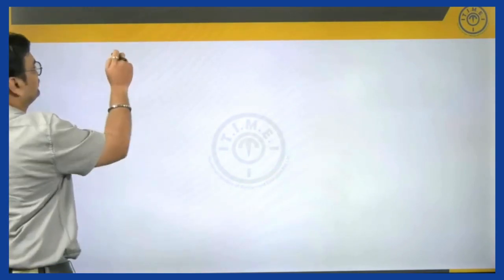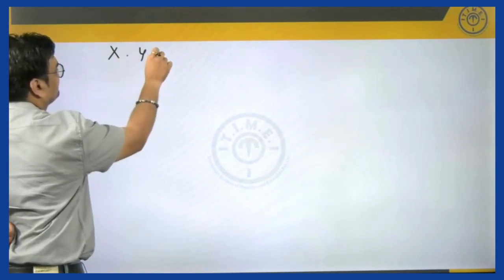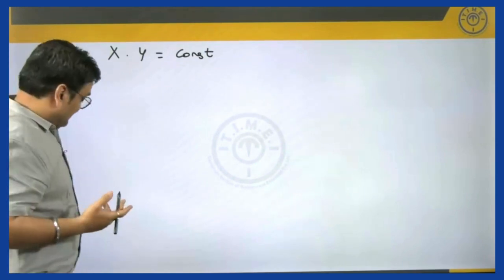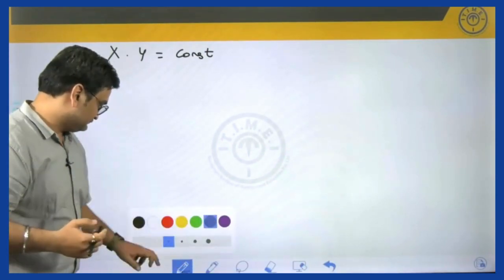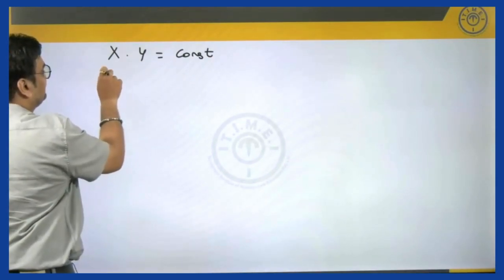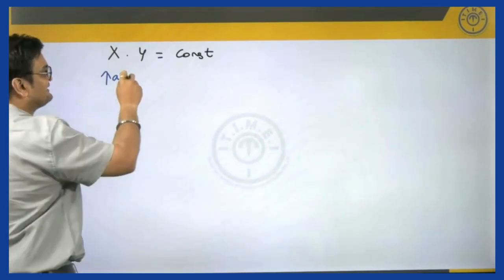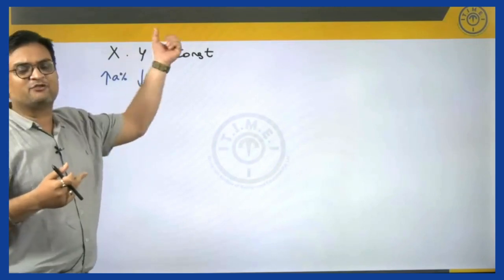But if I take the following case, if the product of two variables is constant, now what happens in such a case? So in such a case, if one of the variables changes, let's say this increases by some A percentage, the other shall decrease, because they are moving in opposite directions, their product should be constant.